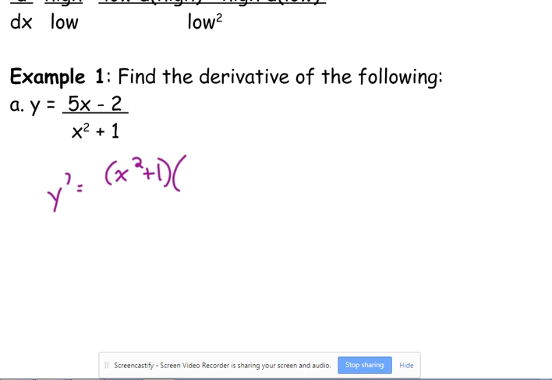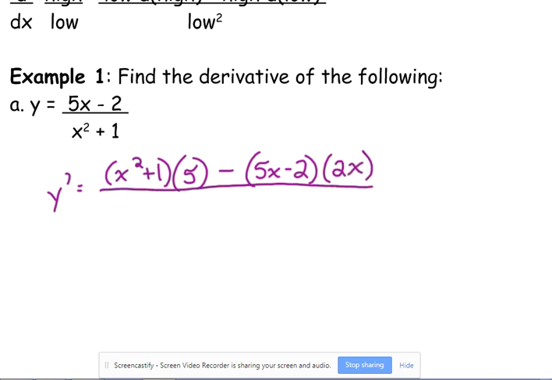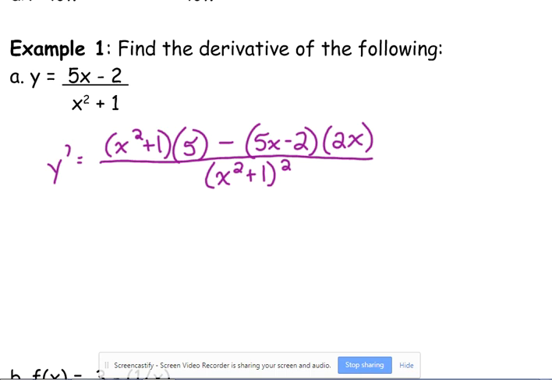Low times the derivative, low d high, bottom times the derivative of the top, minus high d low, top times the derivative of the bottom, all over low squared, the bottom function squared. And then we want to see if we can simplify things from there.